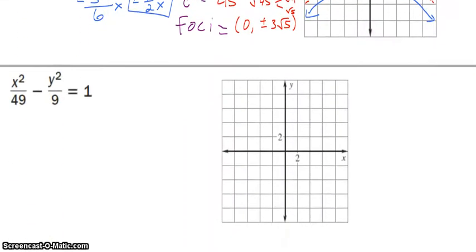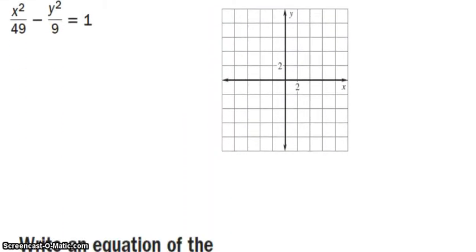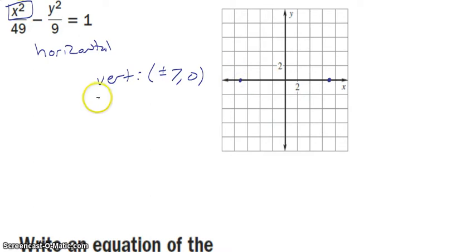Let's take a look at another one. So here I have a leading x term, which means I'm going to be horizontal. I'm already in standard form, so I don't have to worry about dividing by anything. My vertices, well, they're going to be x values, so positive, negative 7, 0. My co-vertices, which again aren't actually a part of my physical graph, square root of 9 is 3.